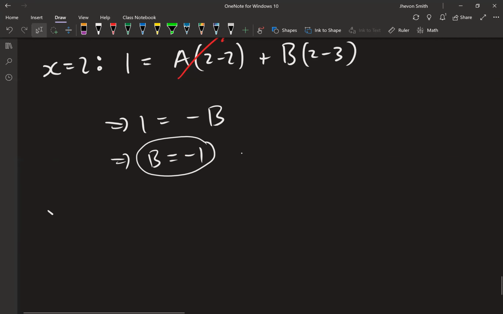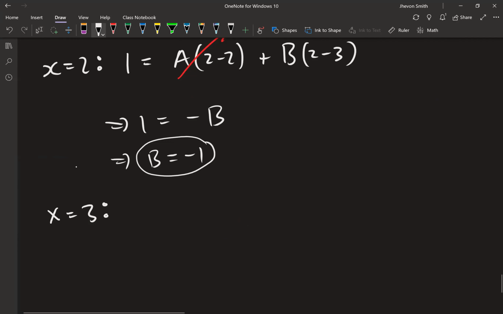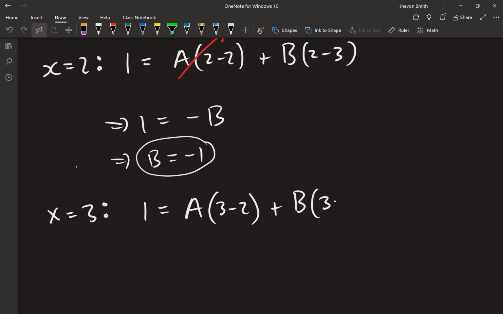Similarly, x equals 3 is a convenient value. If I plug in x equals 3 into this equation, this guy is going to die, leaving me alone with the a. So I would get 1 equals a times (3 minus 2) plus b times (3 minus 3). This is going to go to 0, and then I would get a equals 1.